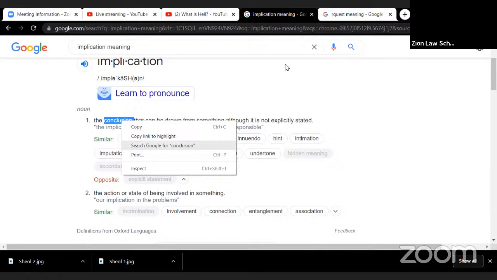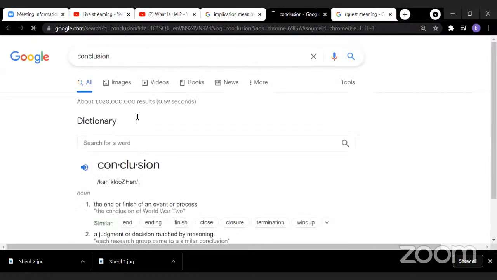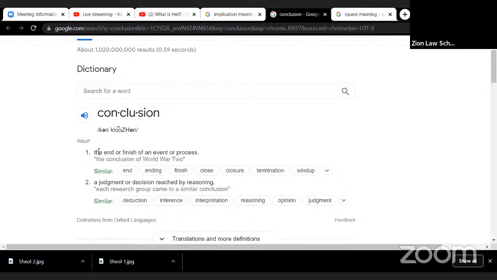Are you with me, Jediah? Mm-hmm. Okay, conclusion, the meaning of conclusion. The end or finish of an event or process. Closure, ending. The second meaning as a noun, a judgment or decision reached by reasoning. So this looks more like what we're looking at.